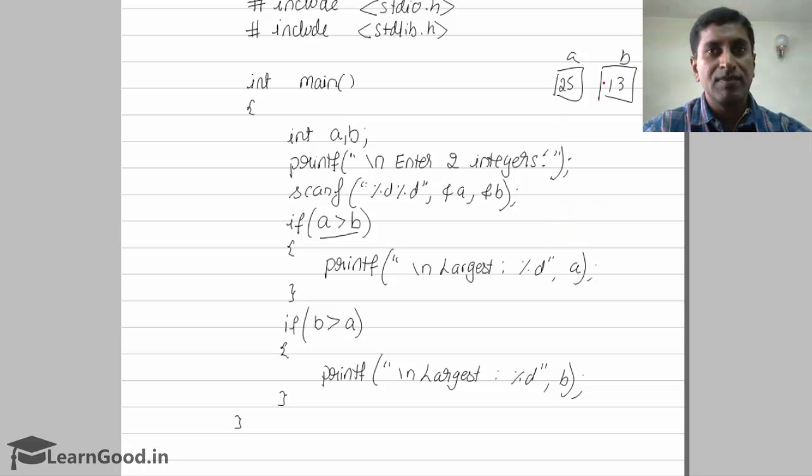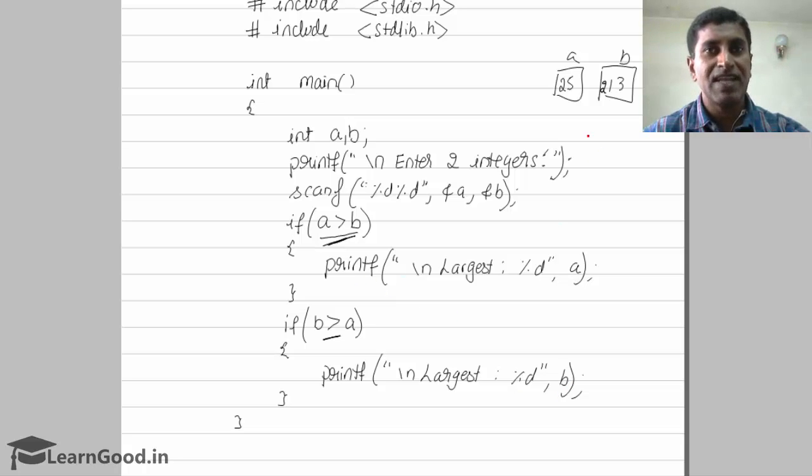Same thing, assume that you have given the a value as 25 and the b value as 213. So 25 is greater than 213, this condition is false. It comes to this one more if and checks: the b value 213 is greater than 25, this condition is true. So it will execute largest is equals to b, the b value 213.